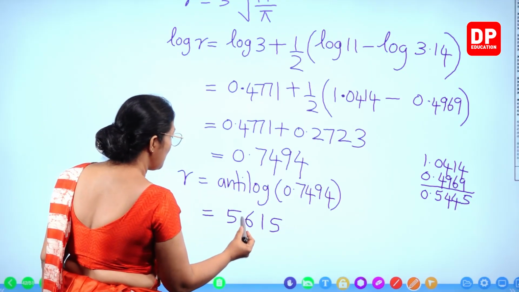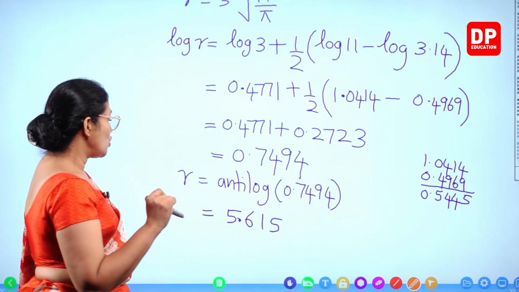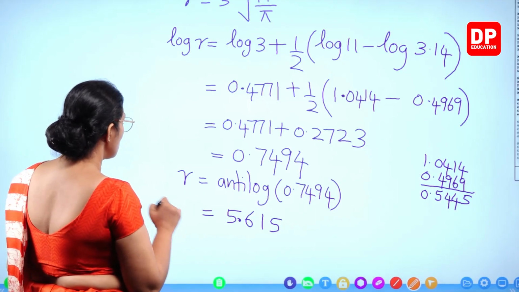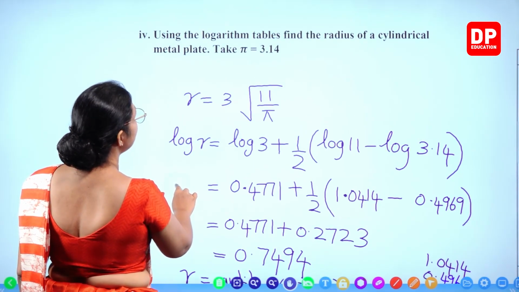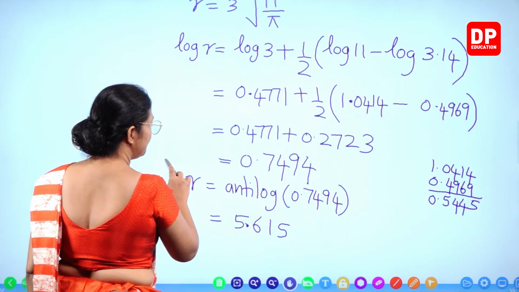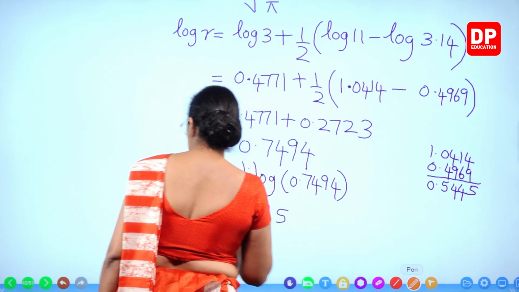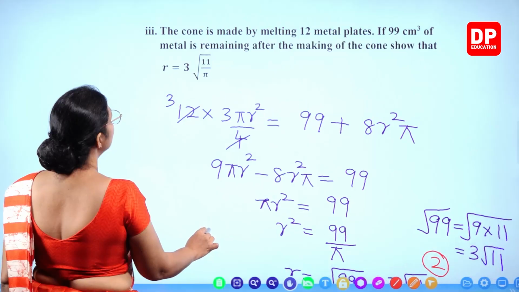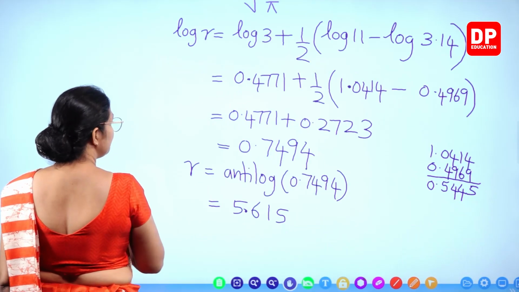That means you have to keep the decimal point here when you write in scientific notation, so this is the decimal point. So 5.615 is the radius value. So that's what you have to find here. This is in centimeters. Let's see. What's the unit? Yeah, it's in centimeters.